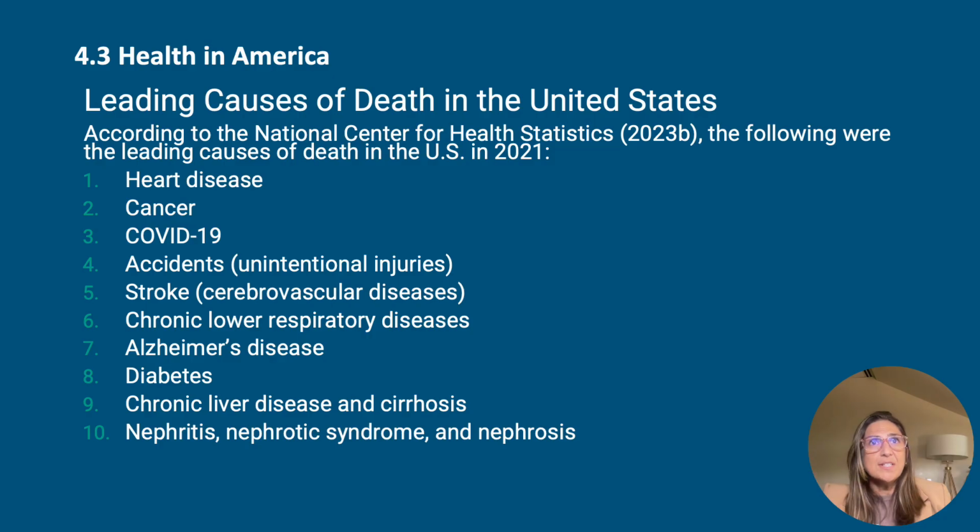So leading causes of death in the United States, according to the National Center for Health Statistics 2023. So heart disease was number one, then cancer and COVID-19. Accidents, so unintentional injuries, a lot of times this would be car accidents. Stroke, chronic lower respiratory disease, Alzheimer's, diabetes, chronic liver disease and cirrhosis, nephritis, nephrotic syndrome, and nephrosis.